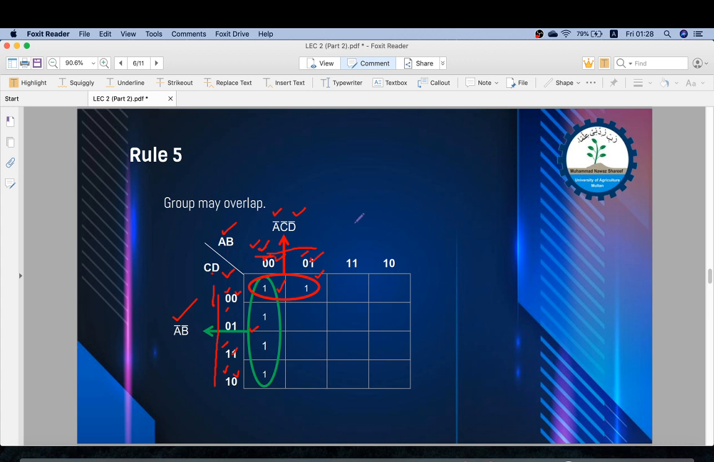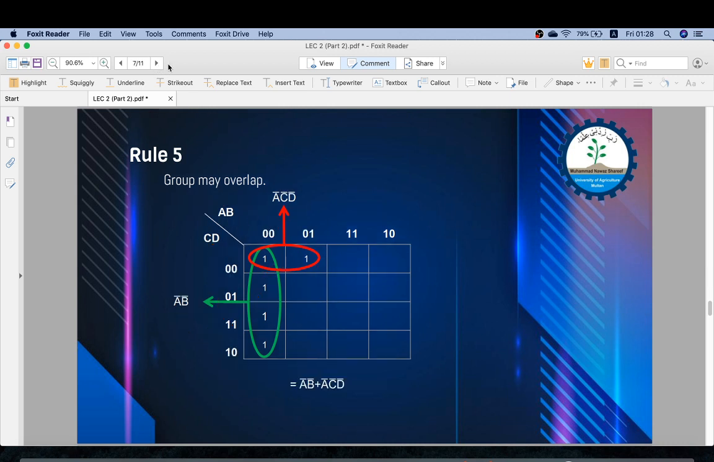The main purpose of this slide was to make you understand what overlapping is. When we have a single 1, we cannot leave it alone; we have to merge it into a group or make another group. Even if we have to overlap, we should overlap. So the final equation is A complement B complement plus A complement C complement D complement.